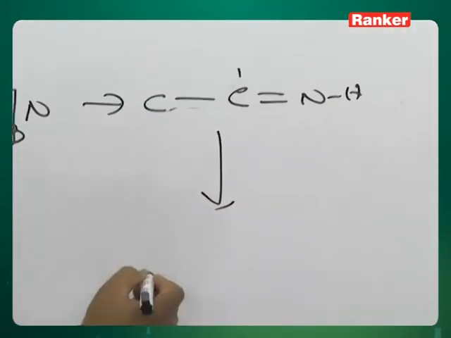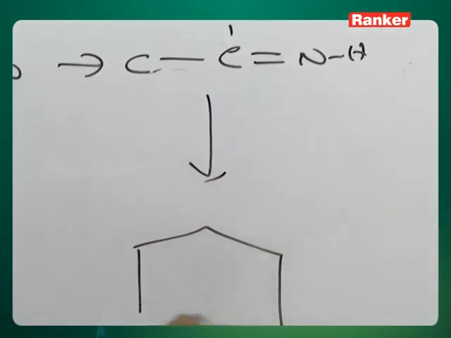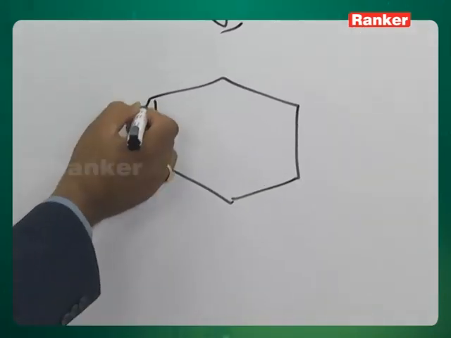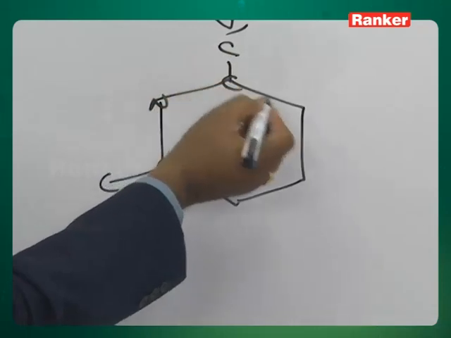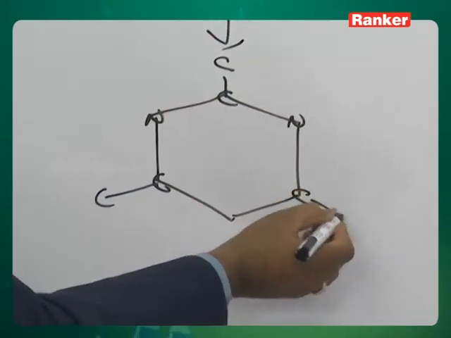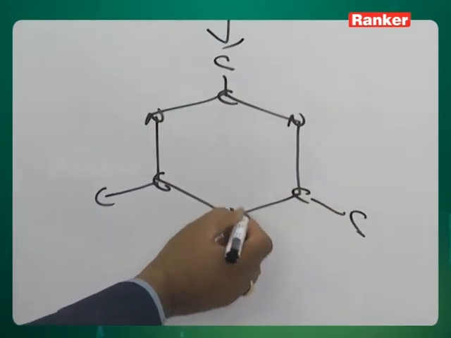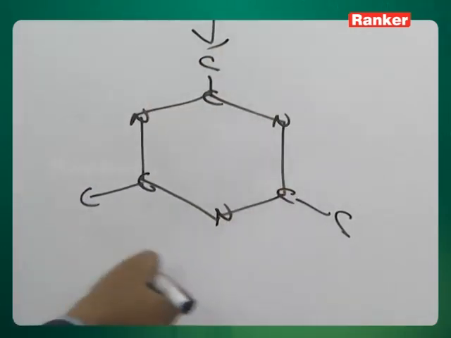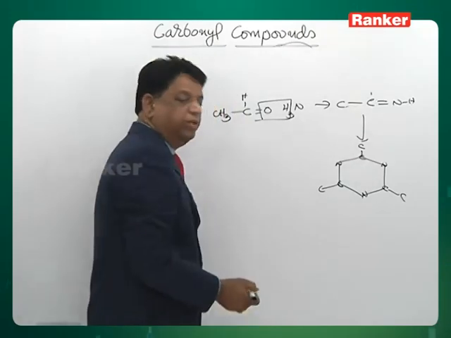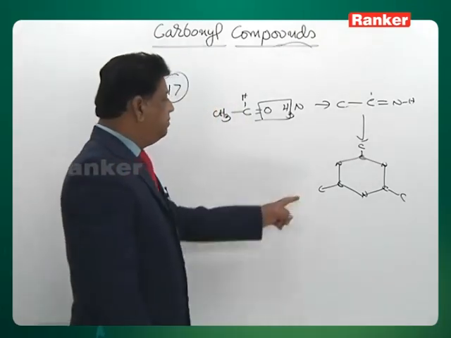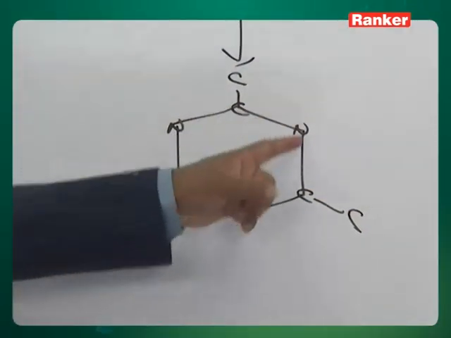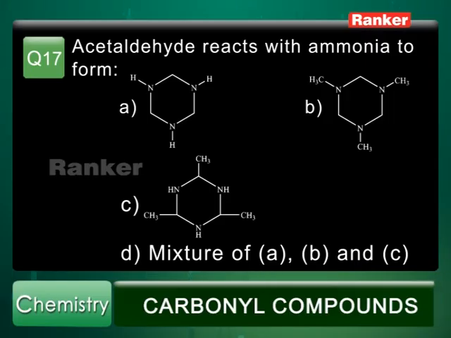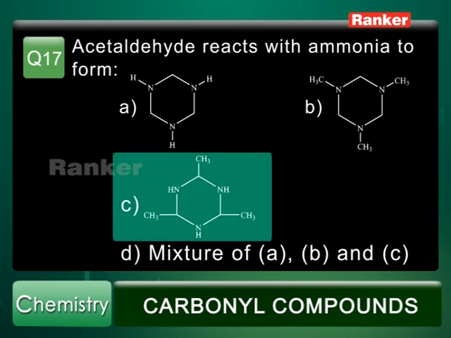subsequently what happens, a 6-membered ring is formed containing acetaldehyde with nitrogen, acetaldehyde with nitrogen, acetaldehyde with nitrogen. So this is one aldimine, and this undergoes addition on this one. A cyclic type of product is formed containing the 3 methyls outside and the 3 nitrogens inside. And this is the product. Answer C is the right answer.